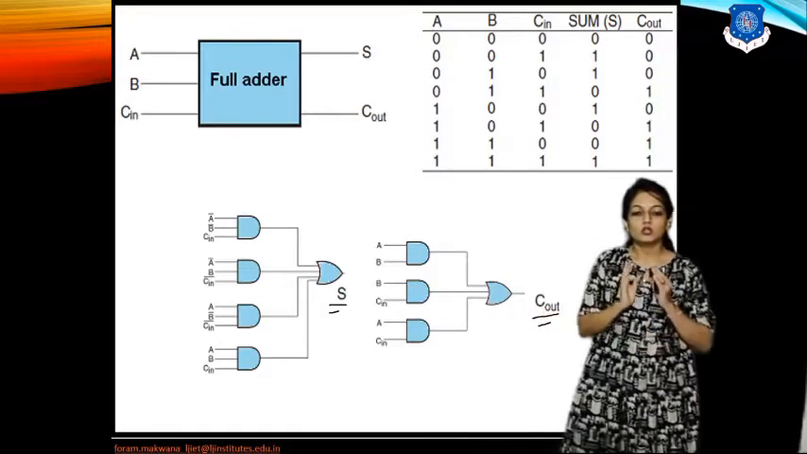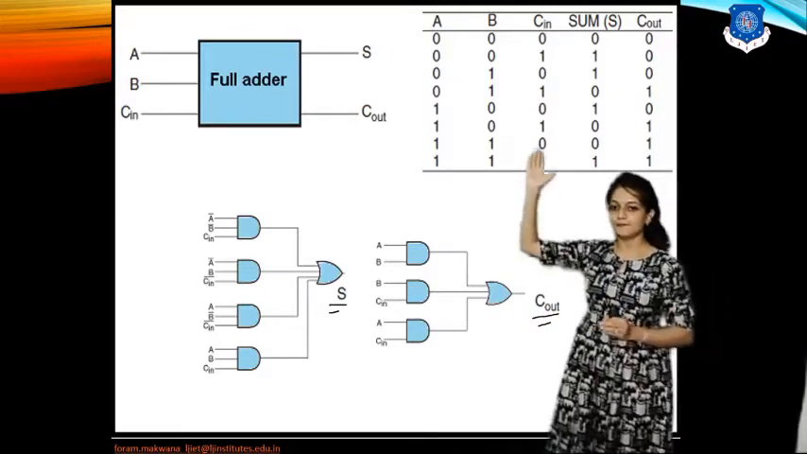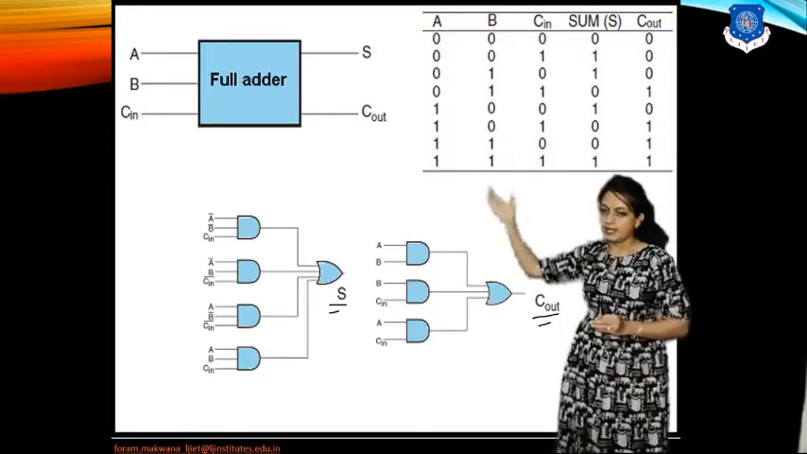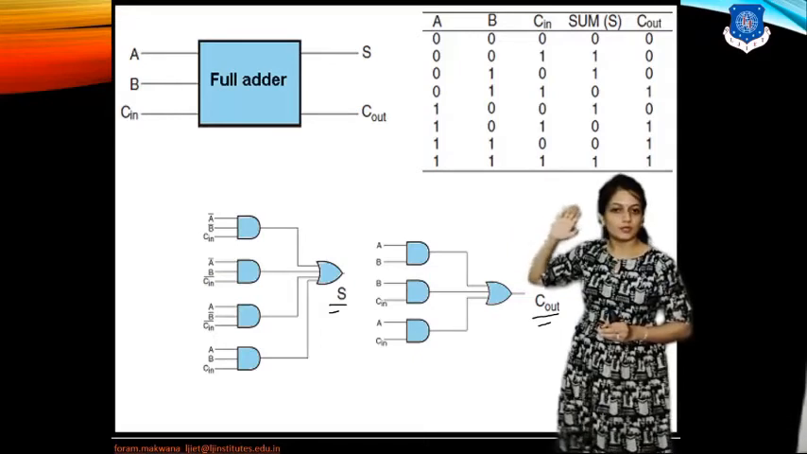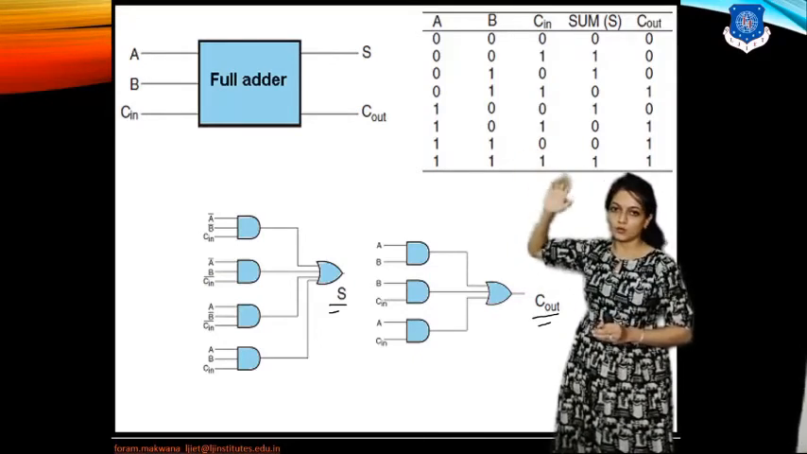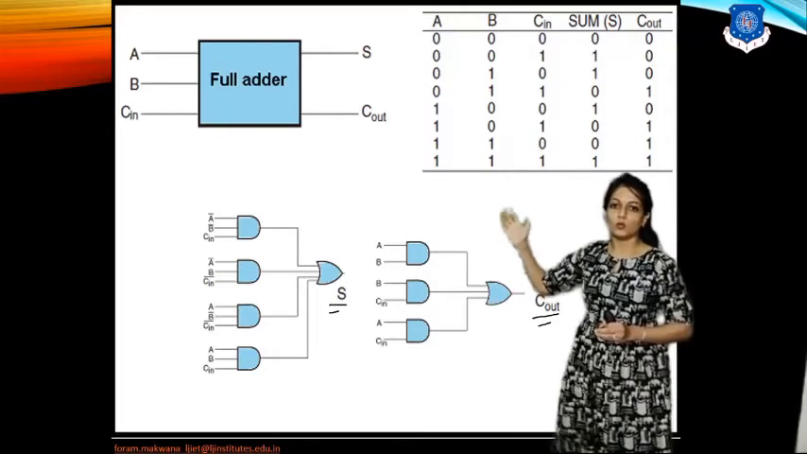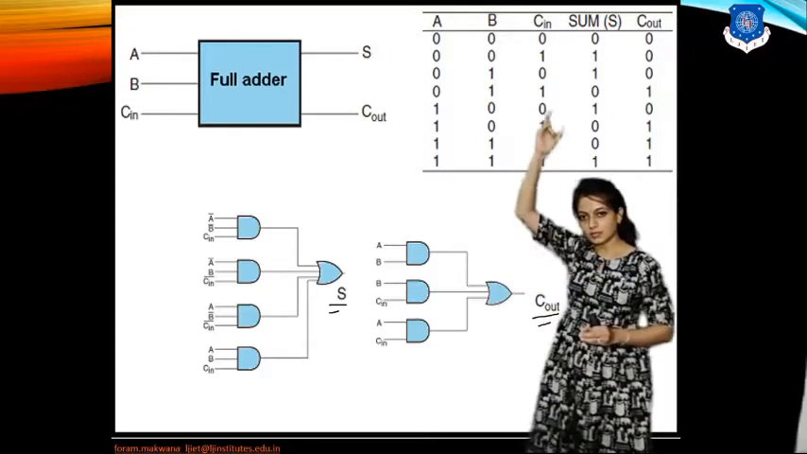Now, as there are 3 inputs, its total combinations are like 8. How? 2 raised to 3 equals 8. So 0 0 0, 0 0 1, 0 1 0, 0 1 1, 1 0 0, up to 1 1 1. So now we are going to do first the summation.